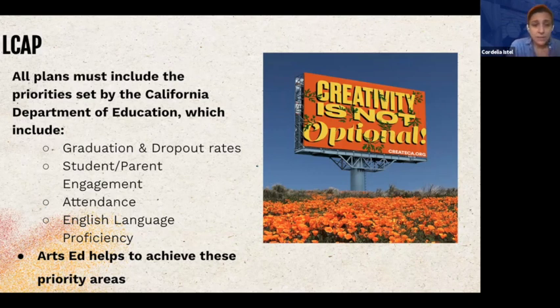I'm just going to drop this into the chat because I always recommend people check out and play around with the California State Dashboard, right? This is a resource that reports back these metrics as aggregated at the state level.